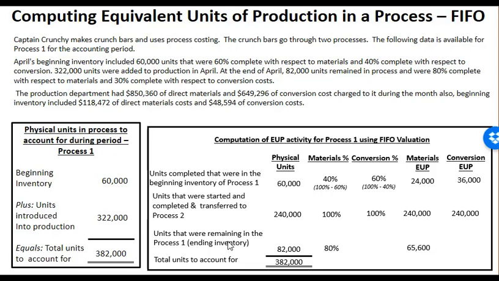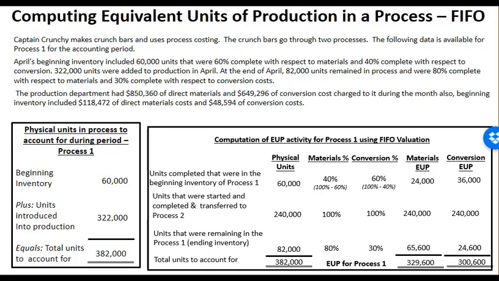Okay, lastly, units that are remaining in process one, the ending inventory. Again, I have to determine how much effort has been put into those units during this accounting period. And again, we're told 30%. So the amount of effort that has been put into the ending inventory at this point is 30%. So we take 30% times the 82,000 physical units, and we come up with conversion effort of 24,000 EUP.